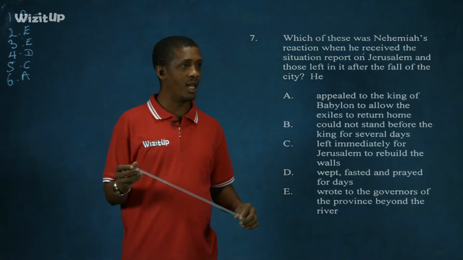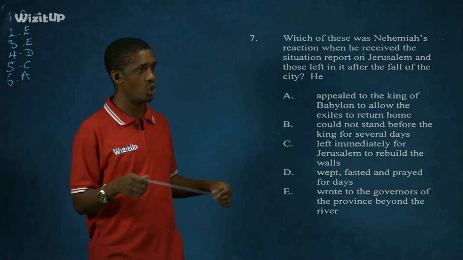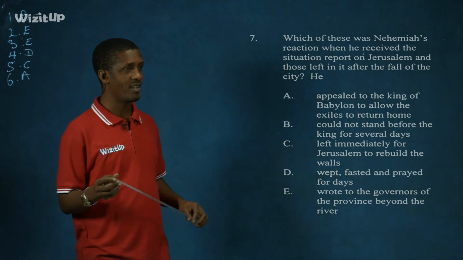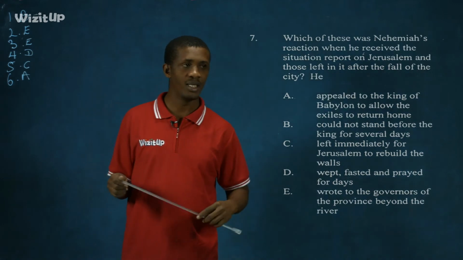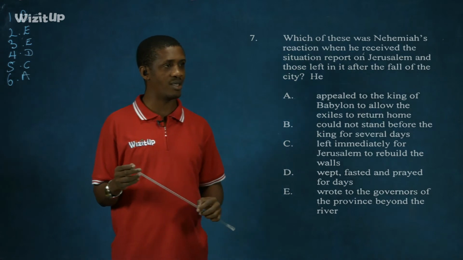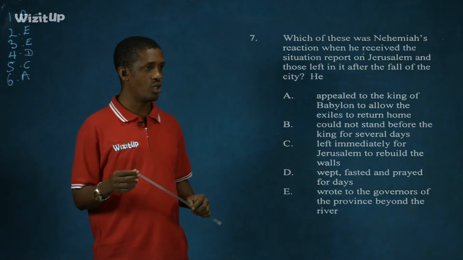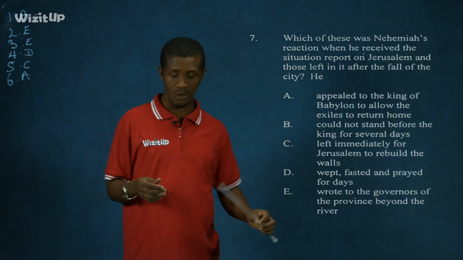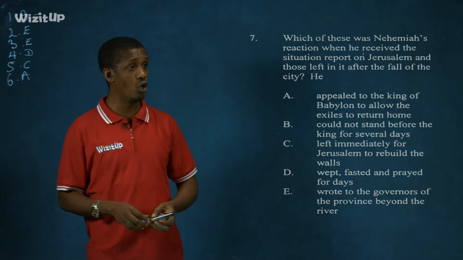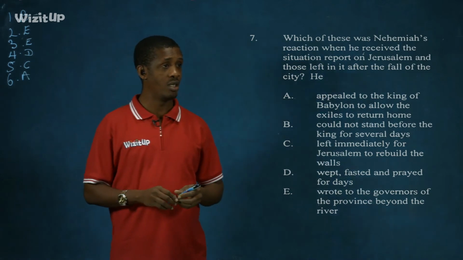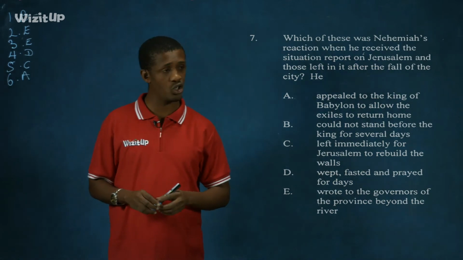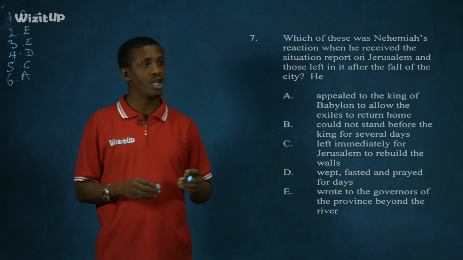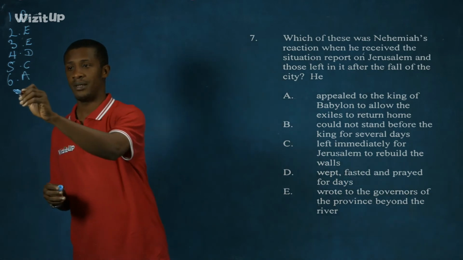C. Left immediately for Jerusalem to rebuild the walls. No, he didn't even leave immediately. He left after some days. D. Wept, fasted, and prayed for days. That was exactly what he did when he got that situation report. E. Wrote to the governors of the province beyond the river. No, that was not his immediate reaction. His immediate reaction was that he wept, he fasted, and he prayed. So that makes option D the correct answer.